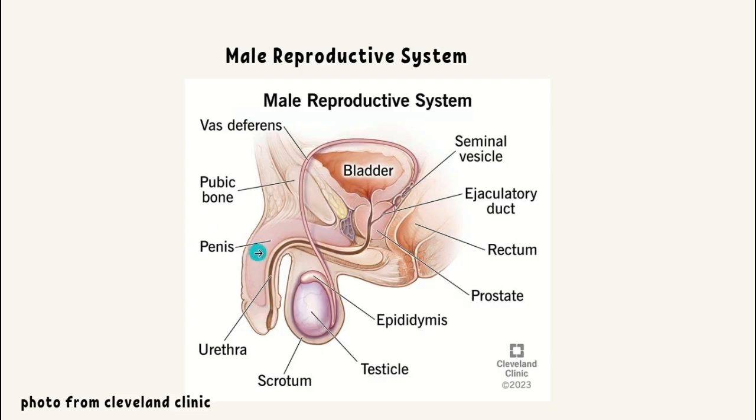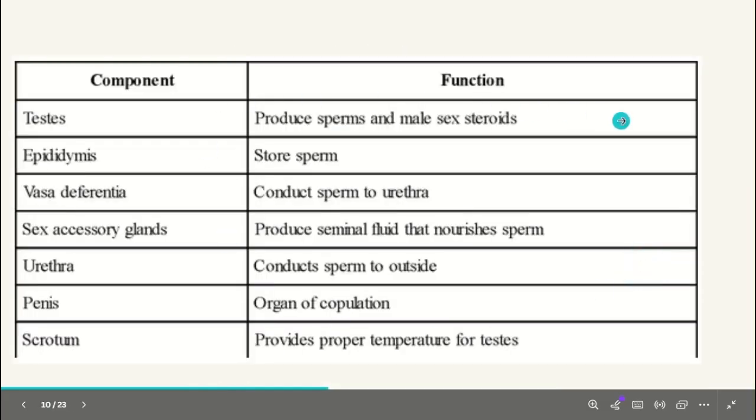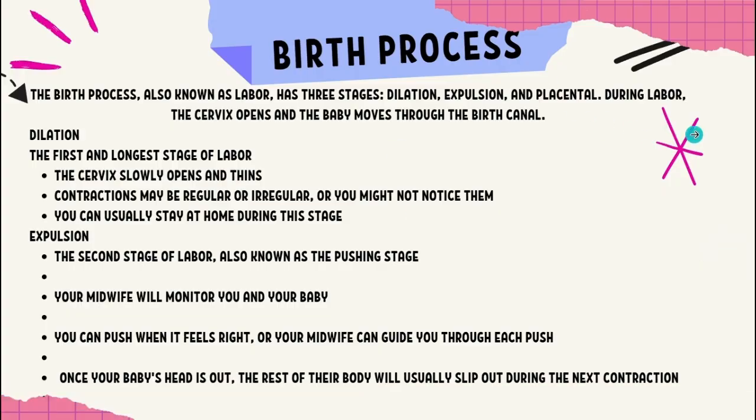And then this is pretty much self-explanatory, right? It's basically the opening where urine, semen, everything passes through the penis. So basically those are the functions, and then now the birth process.